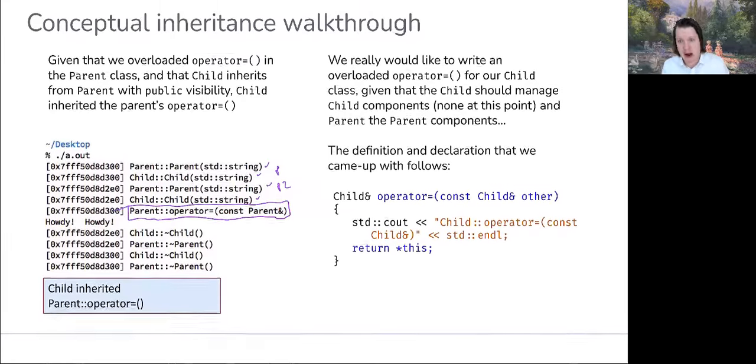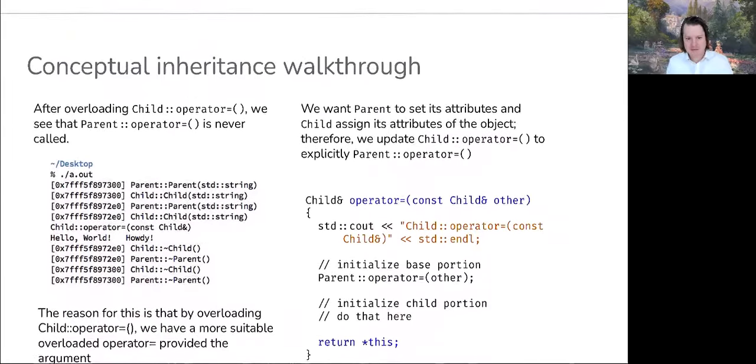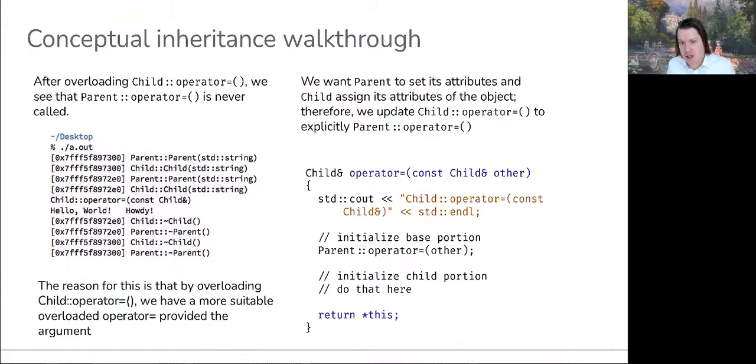process as previously described. So we would like to write an overloaded operator for our child class, given that the child should manage the child components, which are none at this point, but let's just see the implications of this, and the parent should manage the parent's components. The definition and declaration that we come up with is as follows. Typical copy assignment operator, as you've seen before, for the child portion. And we're just printing out, hey, we're within this function body to clearly communicate to y'all what's happening here. Hopefully clearly communicating. So let's see how this has changed what's happened.